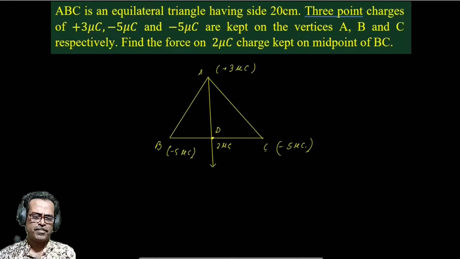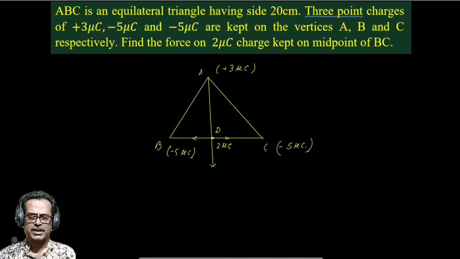This minus 5 microcoulomb charge will exert a force in this direction as it is positive and this is negative, and this will exert a force. So the resultant force due to these 2 minus 5 microcoulomb charges is 0. So the remaining charge is plus 3 microcoulomb. So the force acting on it will be due to the 3 microcoulomb charge, and which is directed in this direction, that is in AD direction.